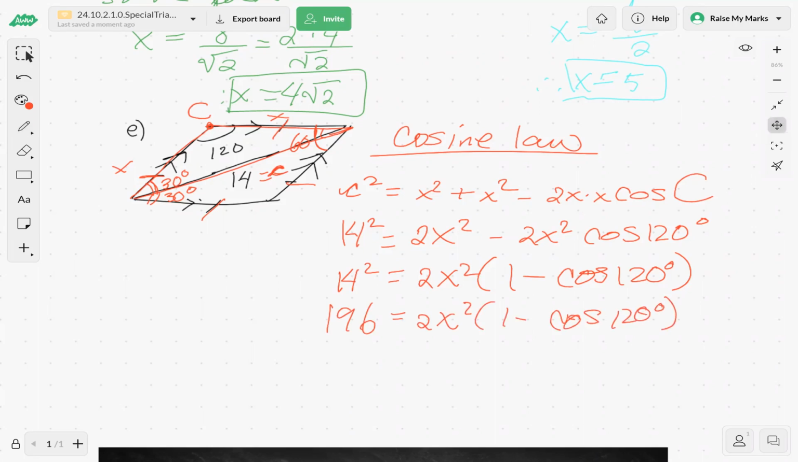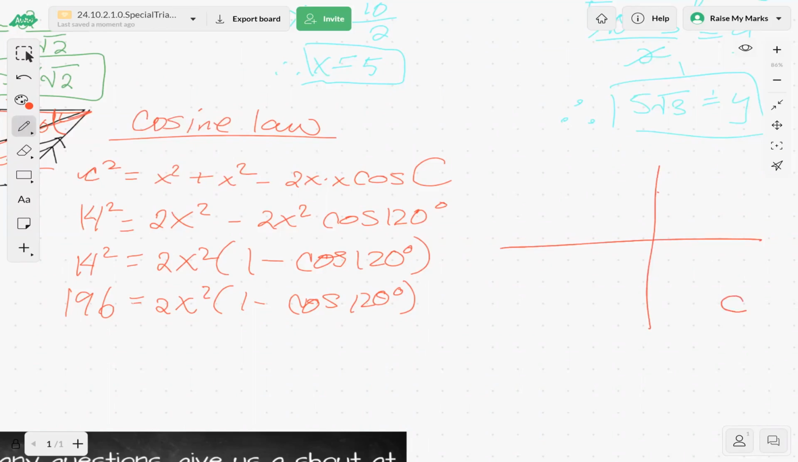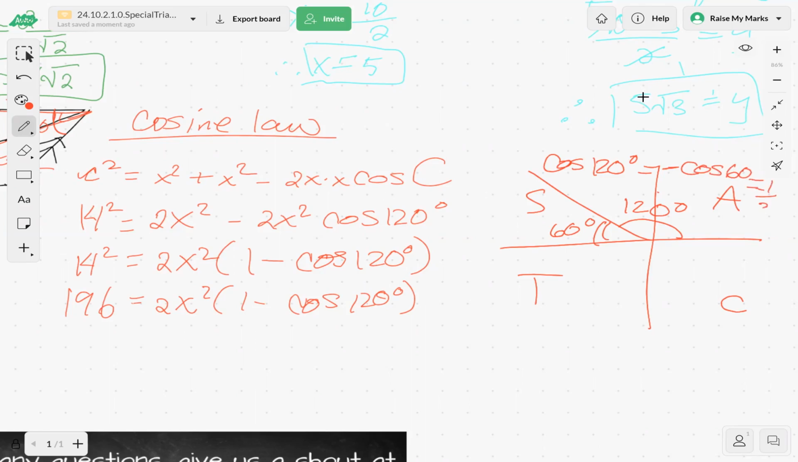All right, let's scroll over to the right, and this is where we're going to use our CAST rule. 120 degrees is in the second quadrant. The related acute angle is 60 degrees. So the cosine of 120 degrees equals negative the cosine of 60 degrees. What's the cosine of 60 degrees? 1/2. So cosine of 120 is negative 1/2. So let's plug that in there and see what we get.